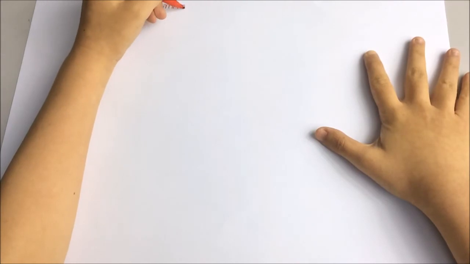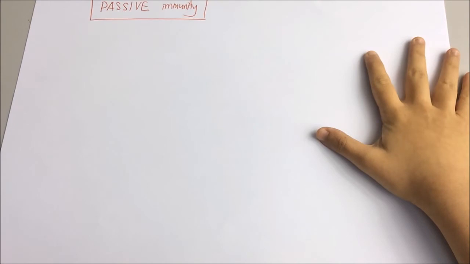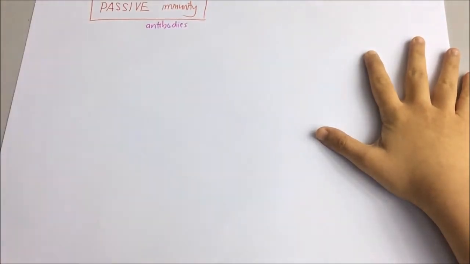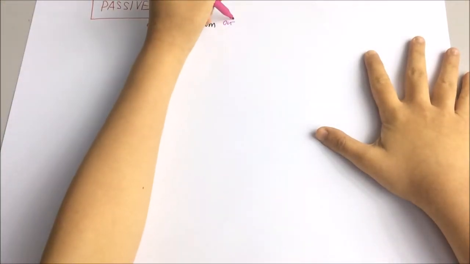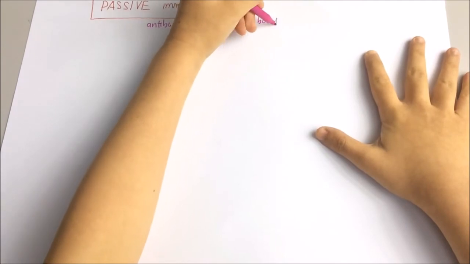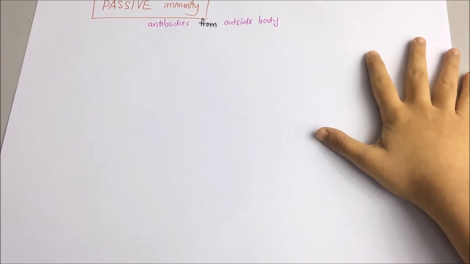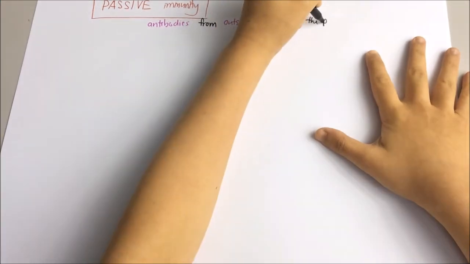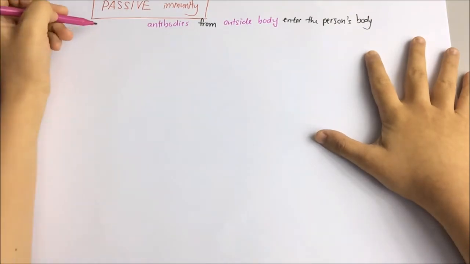Passive immunity is an immune response which involves antibodies obtained from outside the body. Remember here, your body's immune system is not directly involved in the production of antibodies. The antibodies are obtained from outside the body. There are two types of passive immunity: natural and artificial.